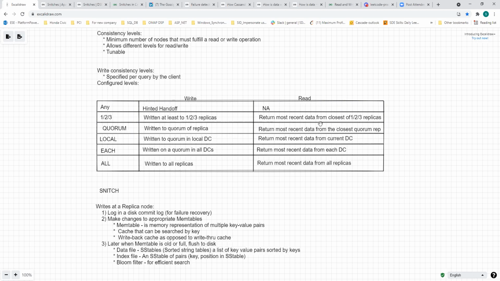So therefore, most recent data from 1, 2, 3 replicas, like that is what they say, and the same thing for quorum also: recent data from the closest quorum replica. So closest may be physical, rack based, or also DC based.